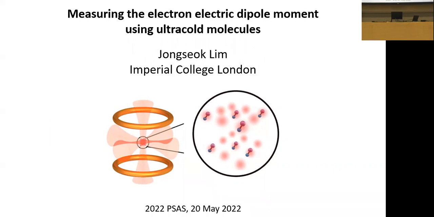And so I will continue to talk about the electron EDM measurement that is happening at Imperial College. And I will focus on our future direction that is using ultracold molecules.